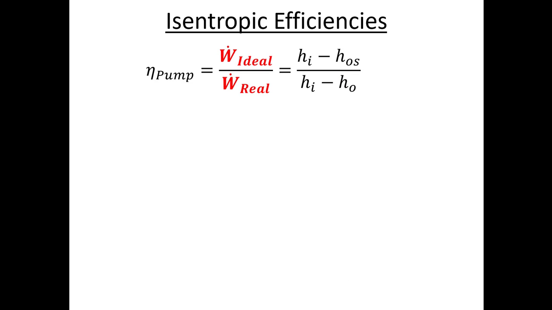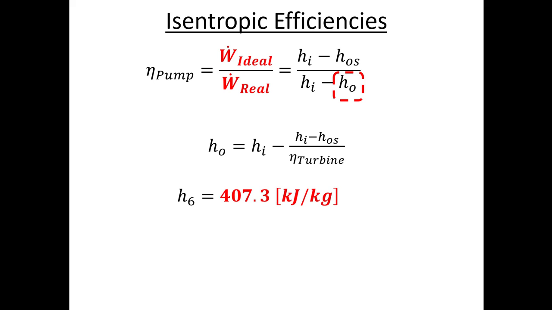h6 is always tricky because this means that we're running through a pump. So first I've got to look at the isentropic efficiency of the pump. In this case, I have the ideal power over the real power. I need to find the outlet enthalpy, and I can isolate that and find it. And I see that h6 is 407.3. Remember, for the ideal pump, I have to use the specific volume multiplied by the change in pressure, and I need to check my units when I do that. Again, we did that in the previous example if you want to see how to do that.